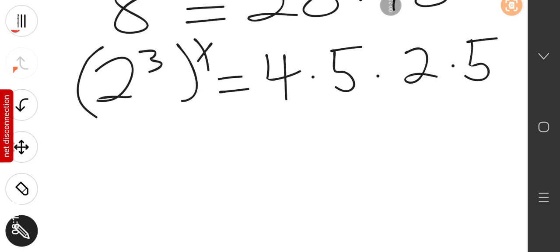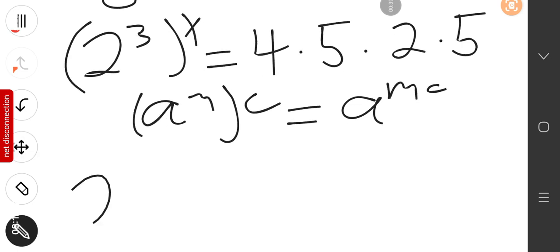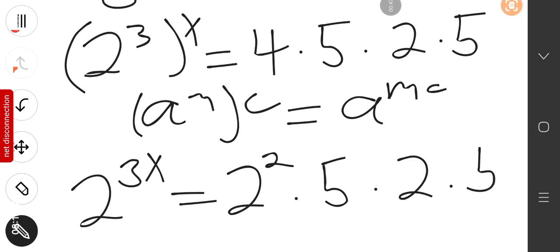We are going to apply the power of a power rule of indices at the left part of our equation. If you have a^m raised to the power c, this equals a^(m times c). So our equation becomes 2^(3x) equals, and we can express 4 as 2^2.